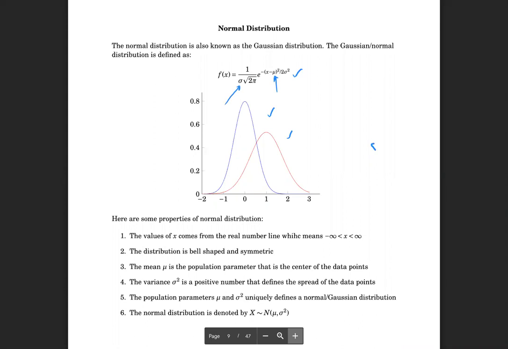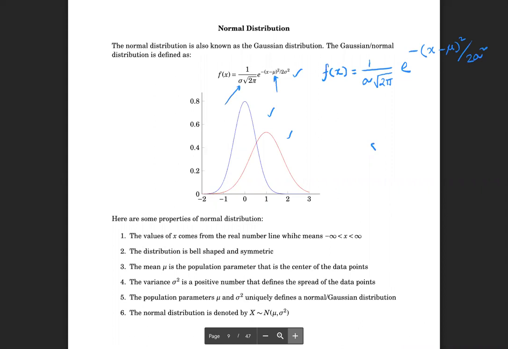So the density function is defined by f of x is equal to 1 divided by standard deviation sigma times square root of 2 times pi, okay? Times e to the power of some value, and that is negative x minus mu whole square divided by 2 sigma square. And that's what it is.